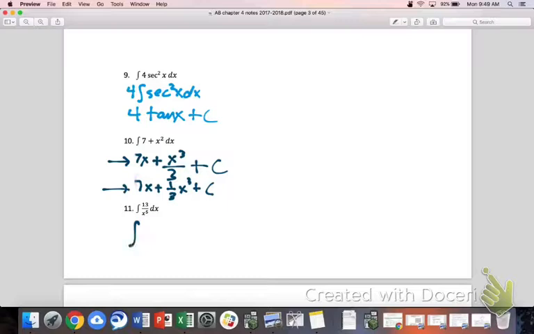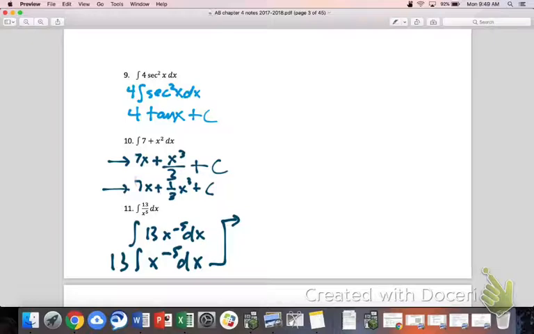So my first step would be to do that, 13 times x to the negative 5th dx. And then if you wanted to bring the 13 out, I think that would be a logical step as well. 13 times the integral of x to the negative 5th dx. And then this fits squarely within the power rule concept.